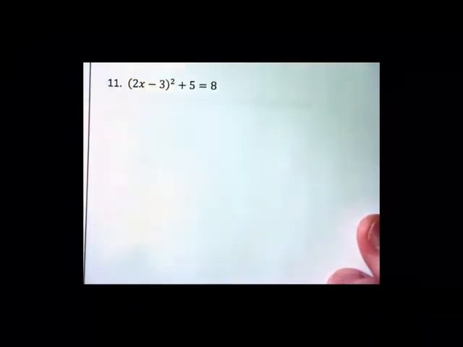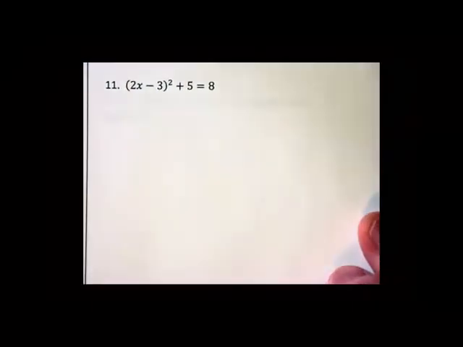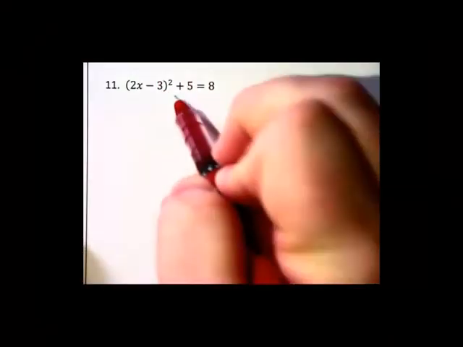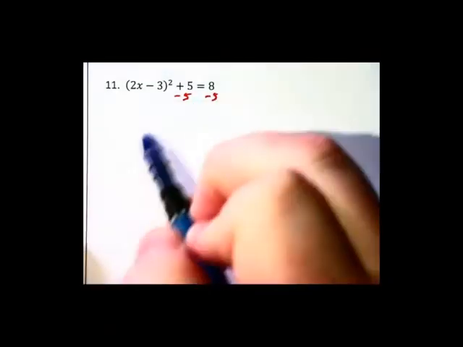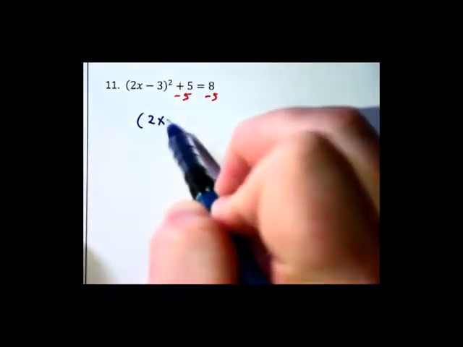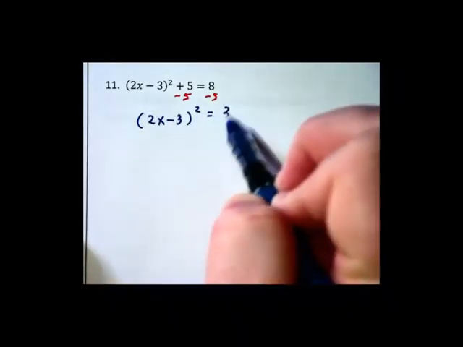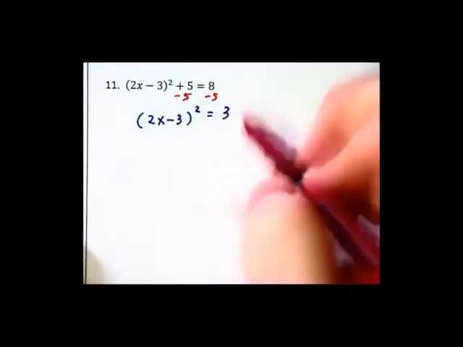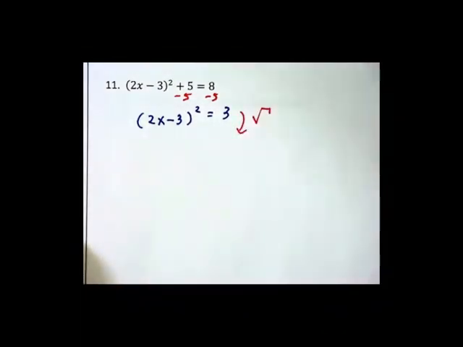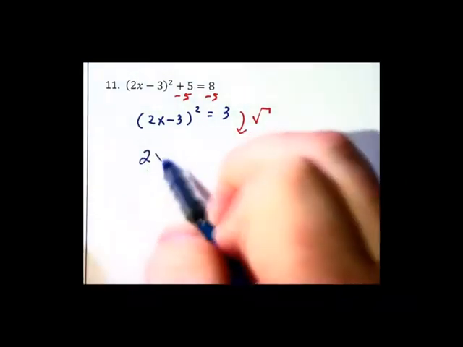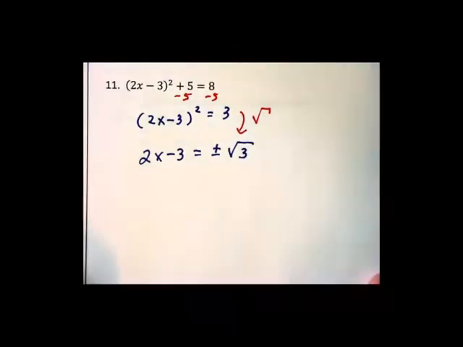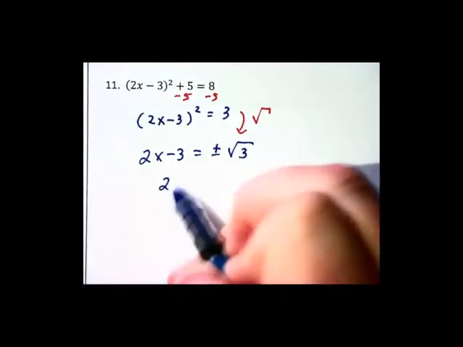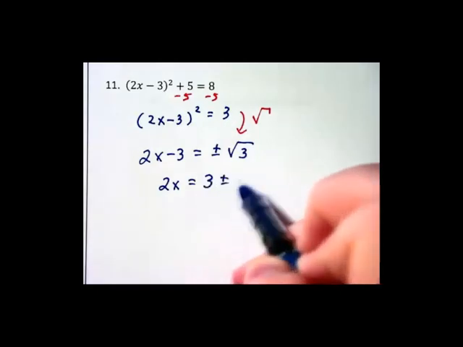Okay, I see my x trapped inside of the quantity squared, but it's the only x there. So if I could subtract off this 5 for starters, then I wouldn't have to FOIL out the 2x minus 3 quantity squared. I'd have 2x minus 3 quantity squared equals 3, and then I could just square root each side directly. That gives us 2x minus 3 equals plus or minus, don't forget that, root 3. Add the 3 to both sides, 2x equals 3 plus or minus root 3.